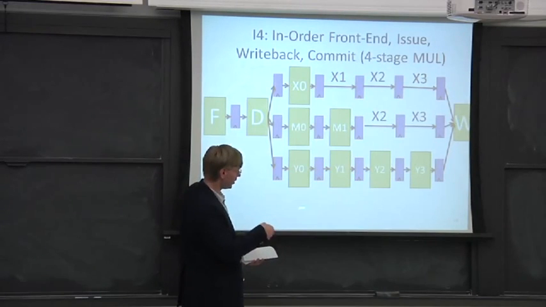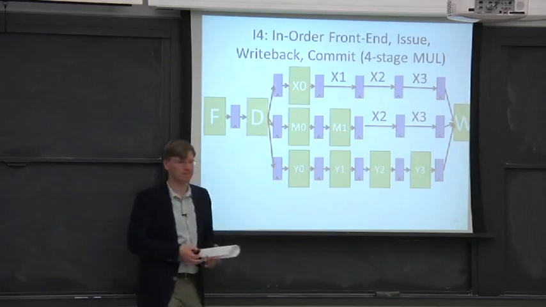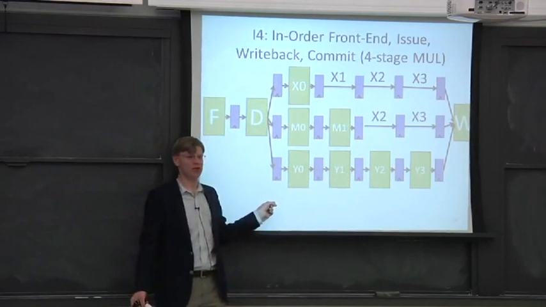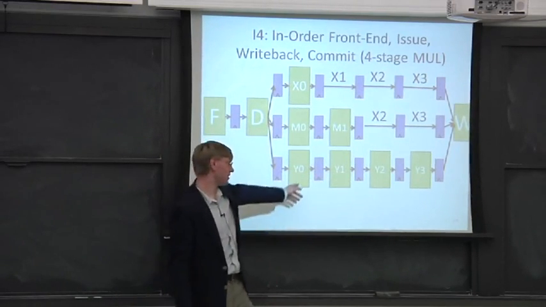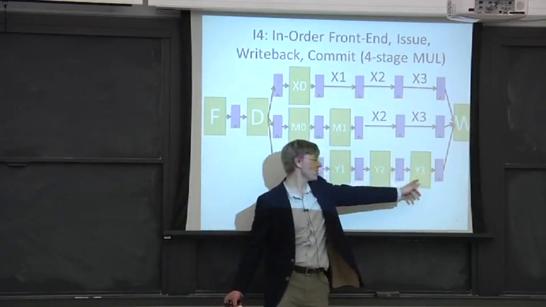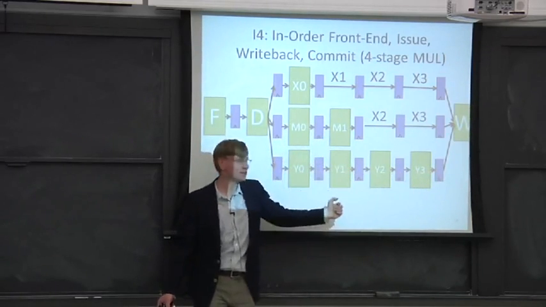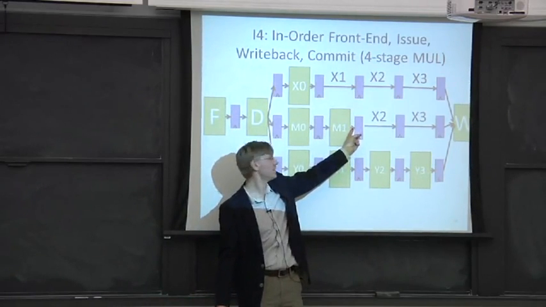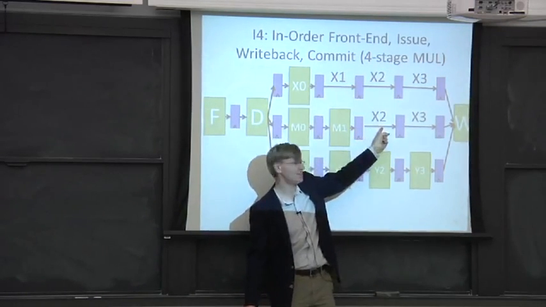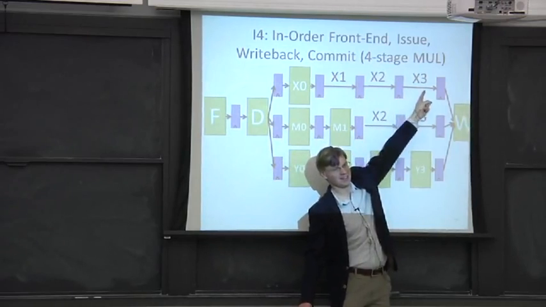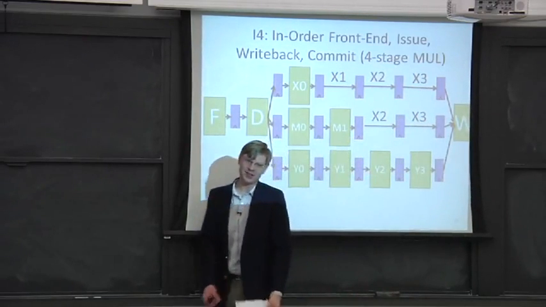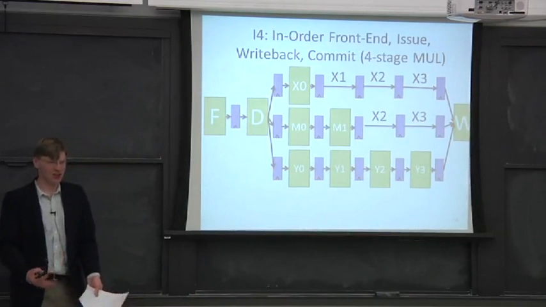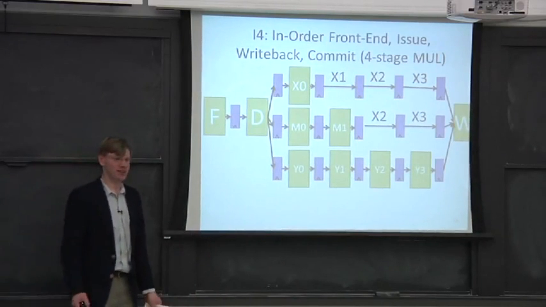Can we bypass out of right here? Out of Y1, does that make any sense? So the multiply is not done till here. So it makes no sense to bypass out of there. Do we need to bypass out of here? How about here? Here. OK, a lot of bypass locations. So you can see the bypass exploding very quickly in this sort of pipeline.